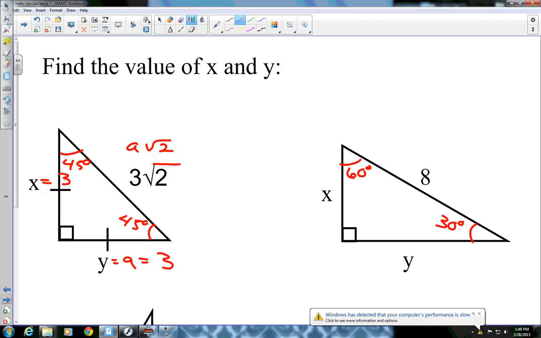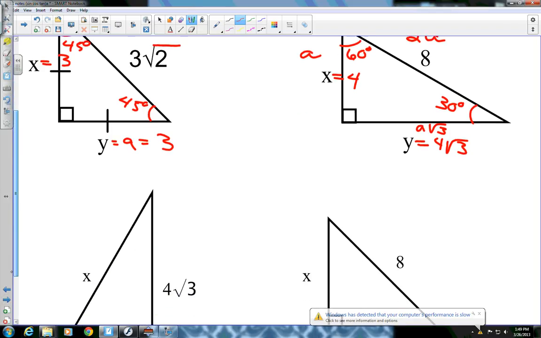If you look at your little sheet, if the hypotenuse is 2A, then the short leg is A. So X is 4. Y is 4 root 3. The long leg is A root 3, so that's going to be 4 root 3. Easy enough? Okay. So let's look at a couple more of those.